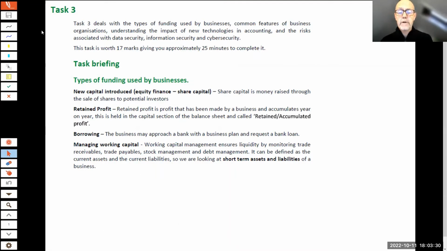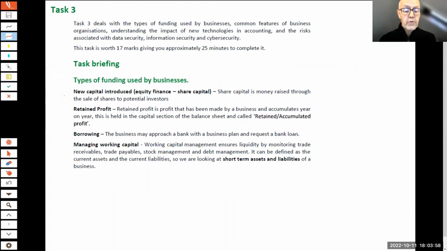We start with, notice this is a 17-mark task, so a little bit less than half an hour, 20-25 minutes. So plenty of time to complete. You'll see when we get to the sample task, the questions themselves are not necessarily too bad. And now we have listed here 4 different ways in which funds will get into a business.